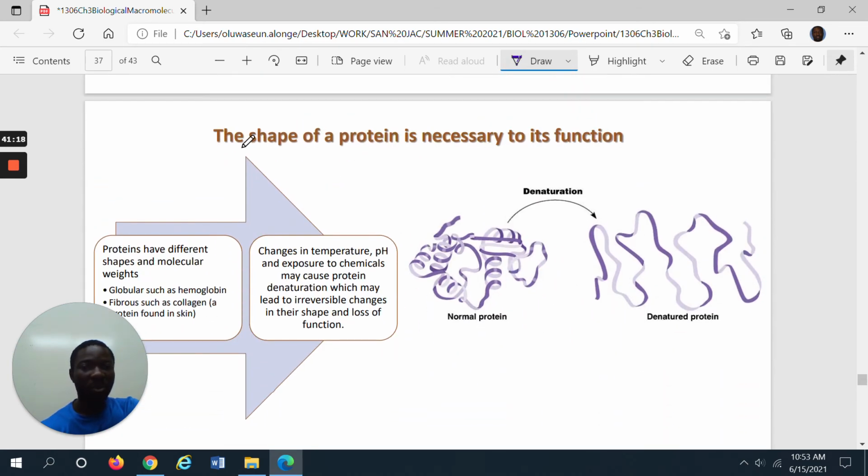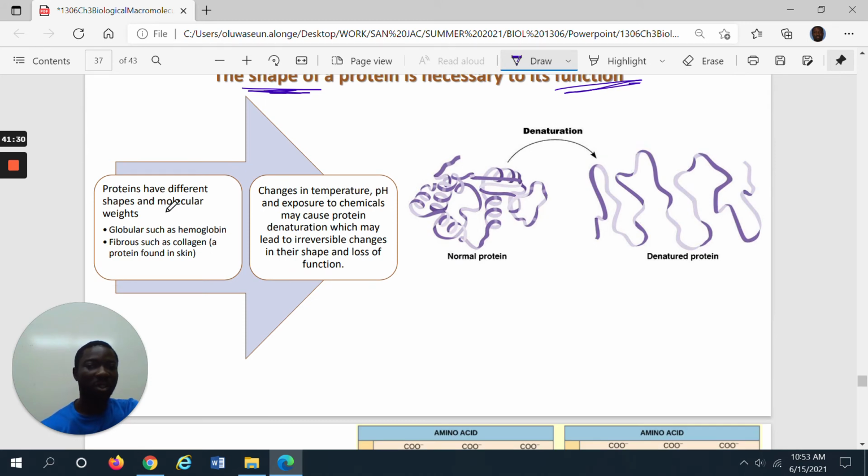Now, the shape of a protein is necessary for its function. Can you see that? The form or shape of a protein is very important to its function. Now, proteins have many shapes and molecular weights. We have globular proteins such as hemoglobin. We have fibrous proteins such as collagen, which is found in the skin. Now, changes in temperature, you can see this is key, in pH, very important, and exposure to chemicals, they can denature a protein.